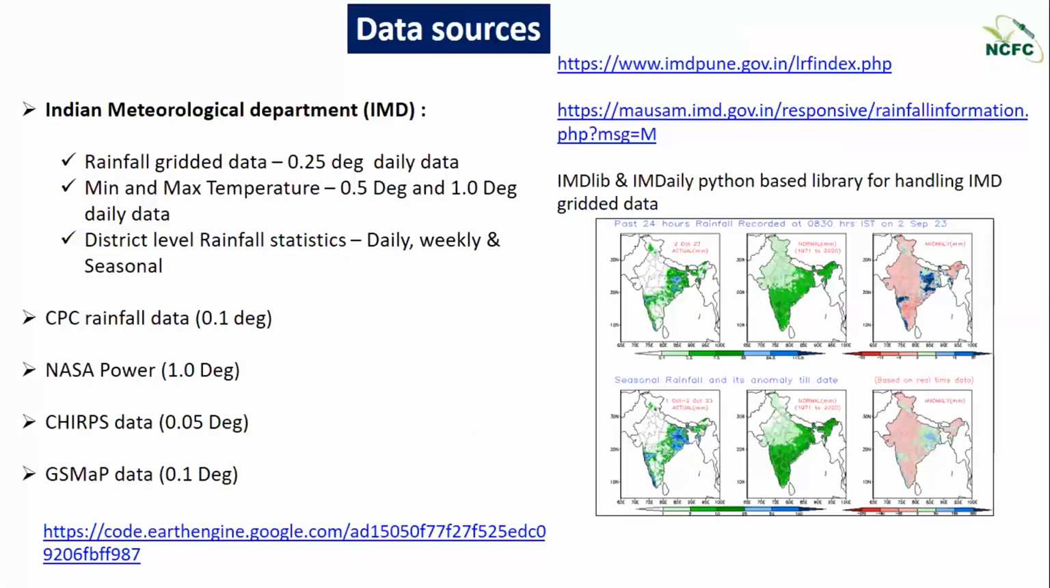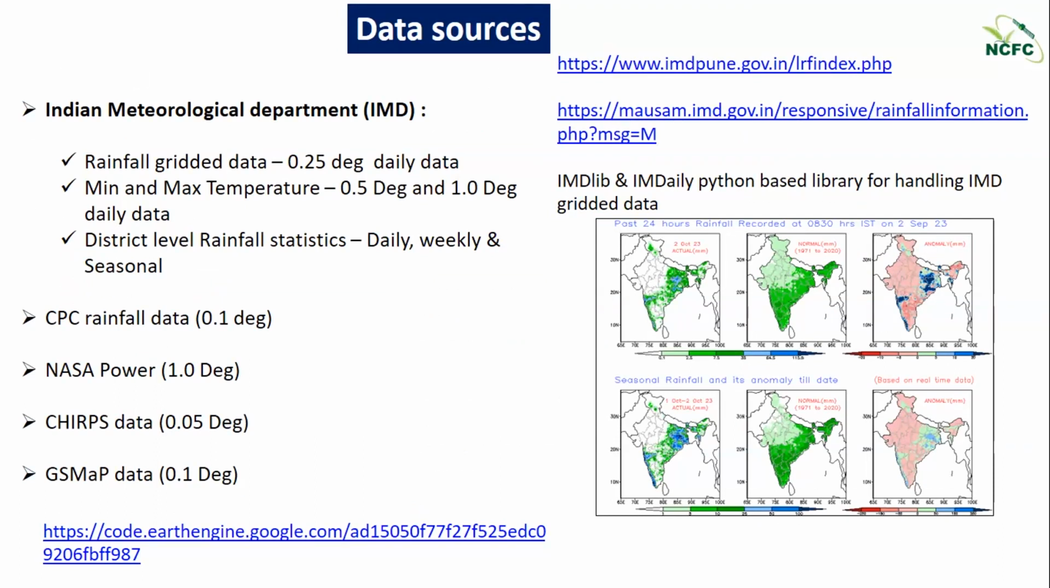So first of all, we'll see some of the data sources for weather. First and foremost, the Indian Meteorological Department data. IMD provides rainfall grid data at 0.25 degree, which is around 25 kilometer spatial resolution. It is available on a daily scale, and it is available from 1950, I think. So you can go on the website. I have given the link there.